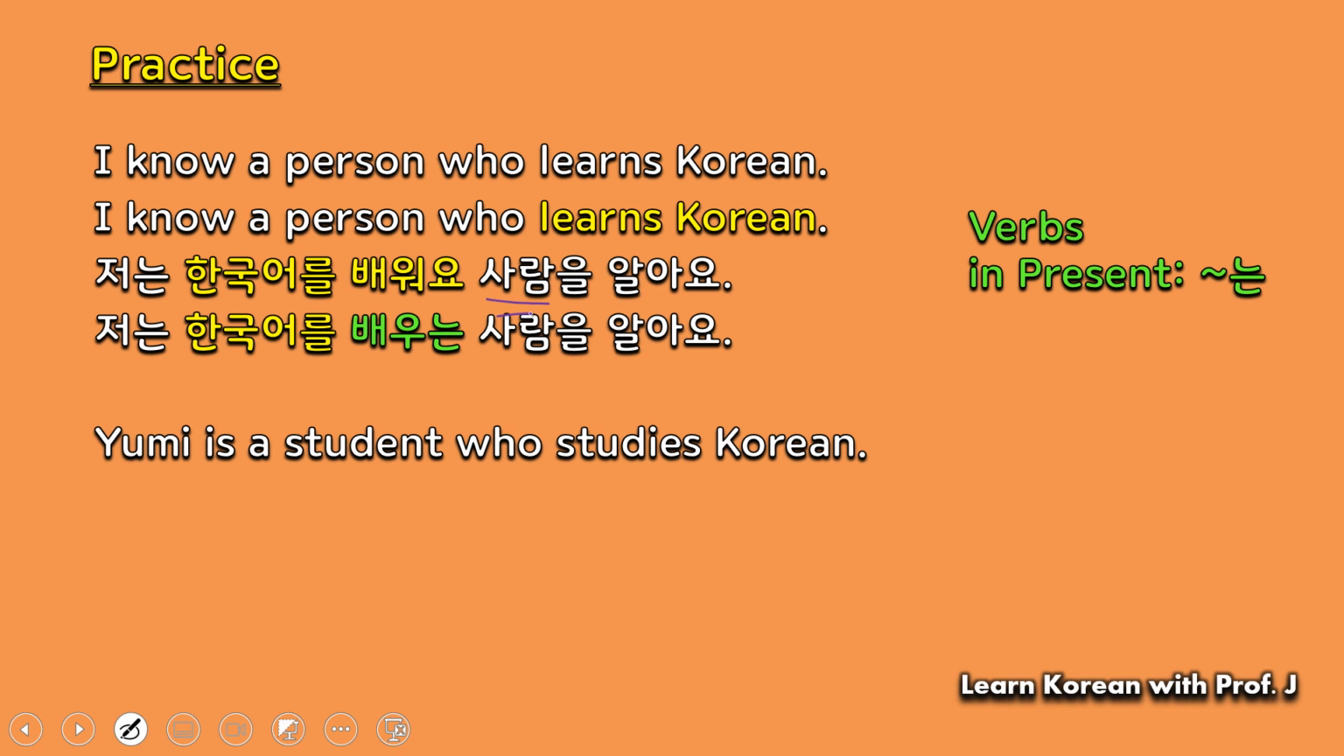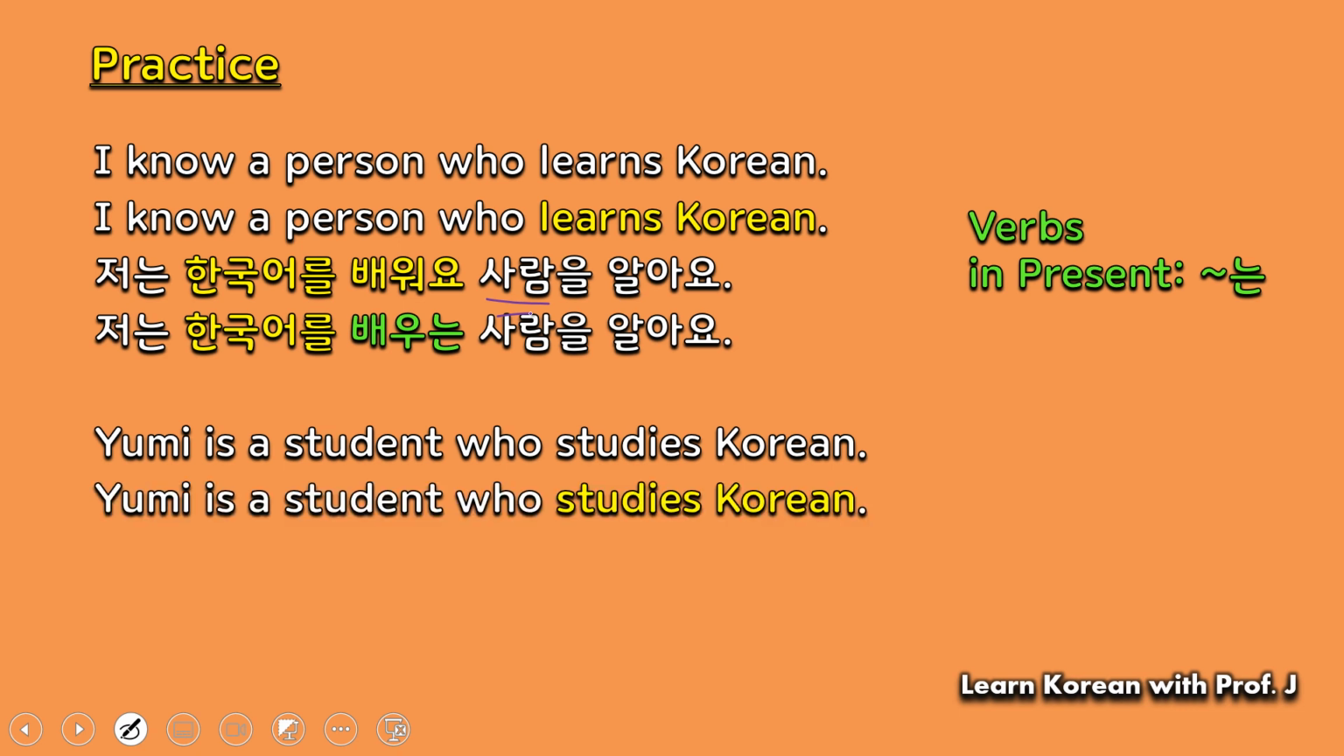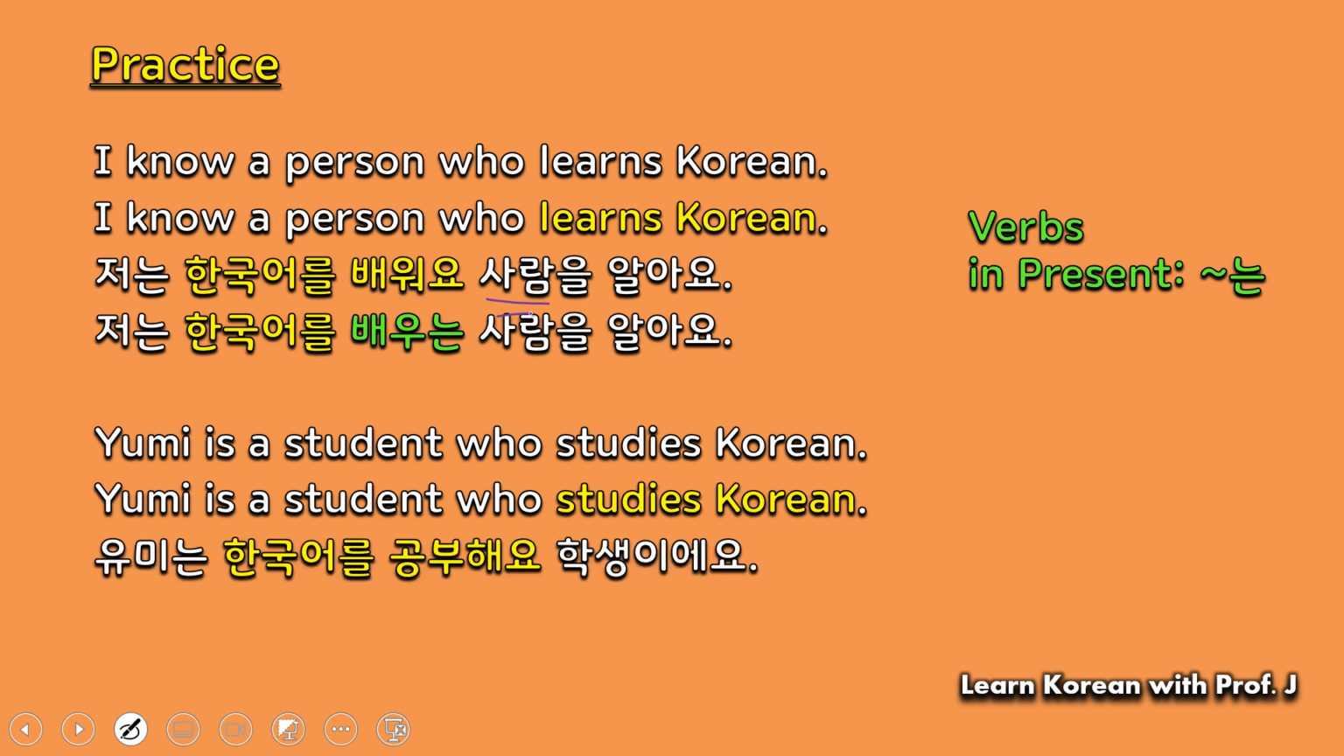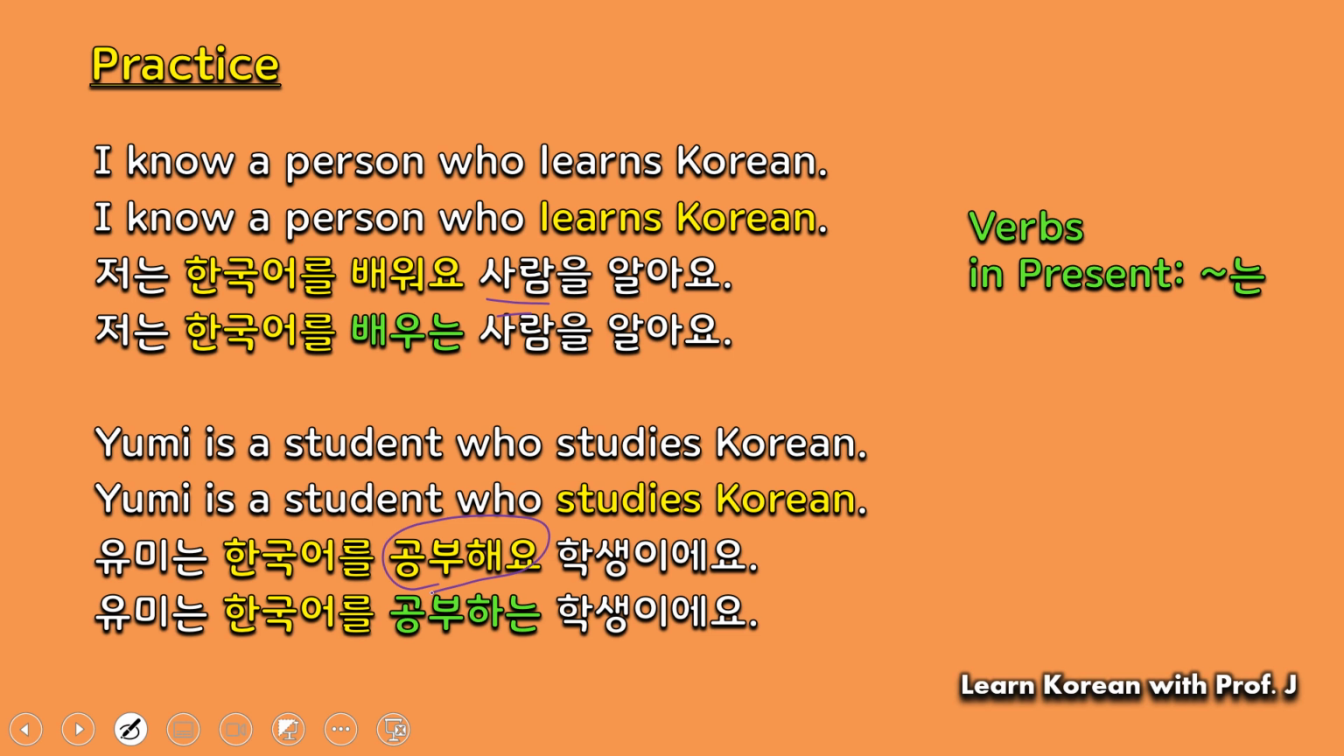Okay, let's move on to the second sentence. Yumi is a student who studies Korean. What is the modifying clause in this sentence? It is studies Korean, which is in yellow color. Then I need to put that part before the noun, which is a student in this case. Therefore, it becomes 유미는 한국어를 공부해요. 학생이에요. Then 공부해요 is a verb, so I need to use 는. So the final answer will be 유미는 한국어를 공부하는 학생이에요.